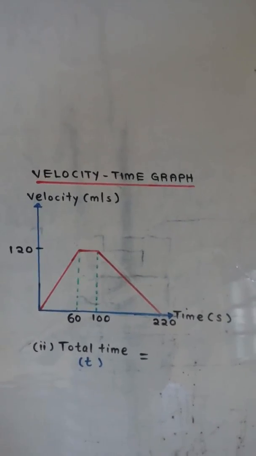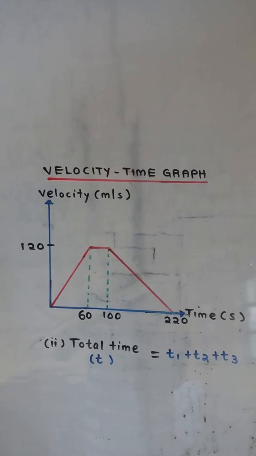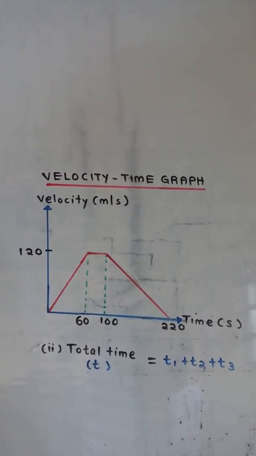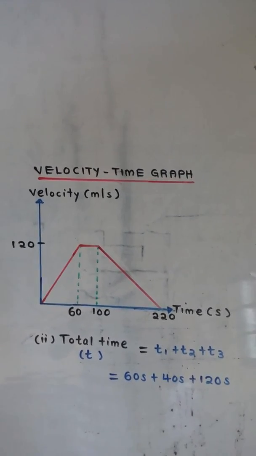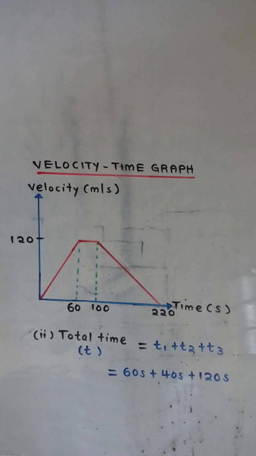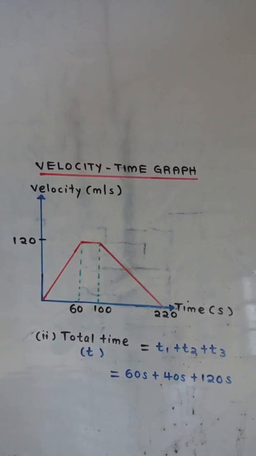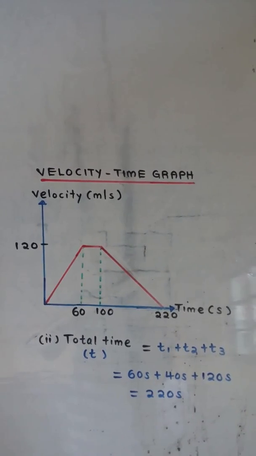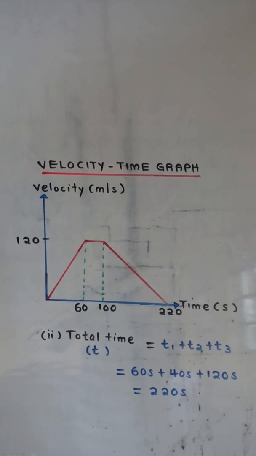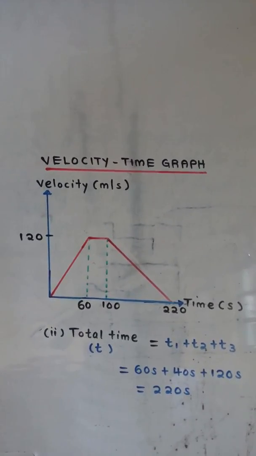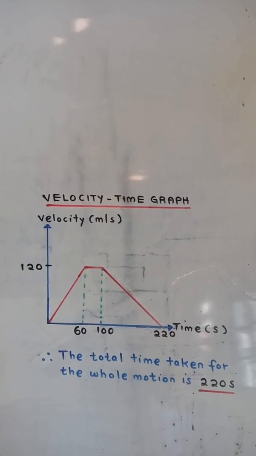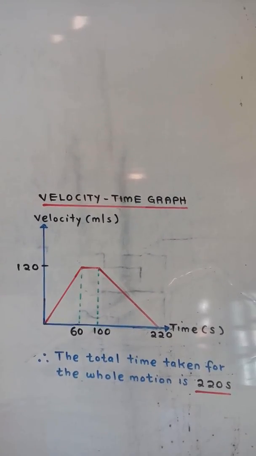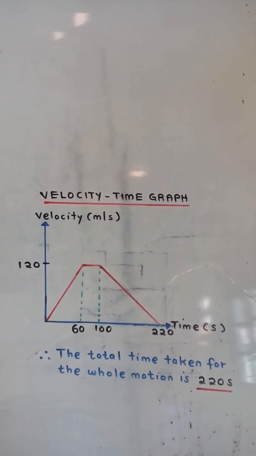Roman 2, total time is equal to time 1 plus time 2 plus time 3, which is equal to 60 seconds plus 40 seconds plus 120 seconds, which is equal to 220 seconds. Therefore, the total time taken for the whole motion is 220 seconds.